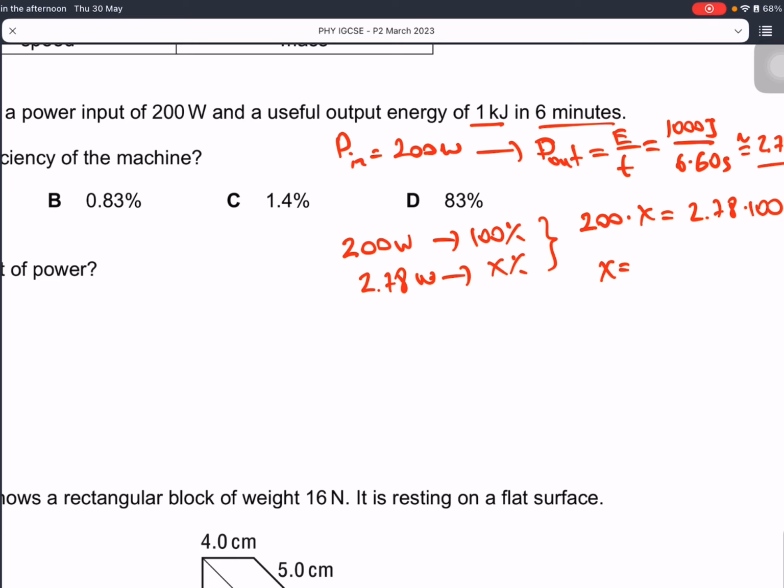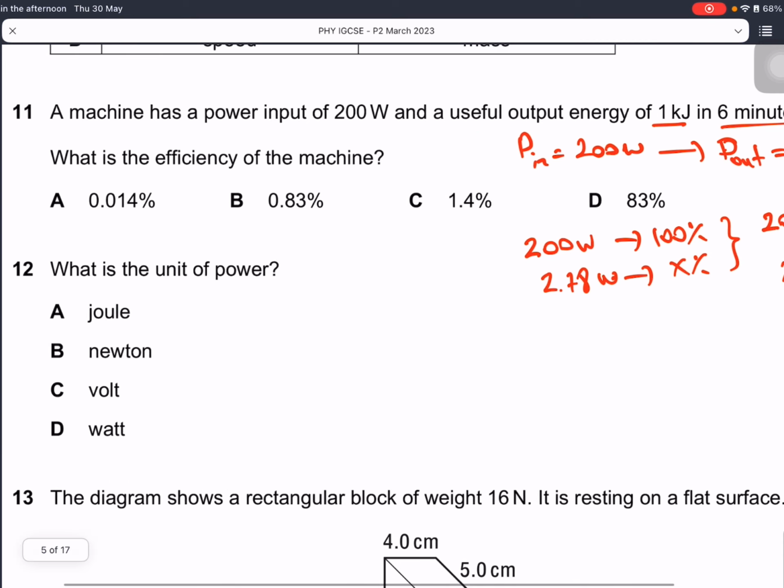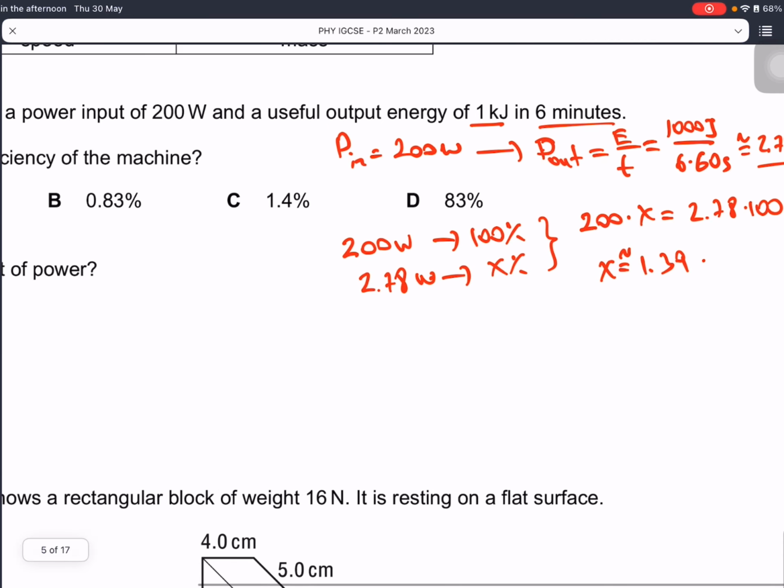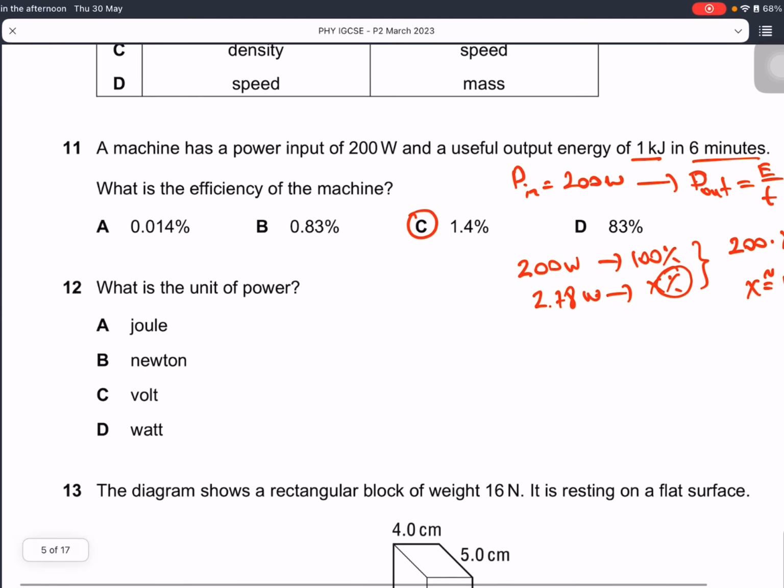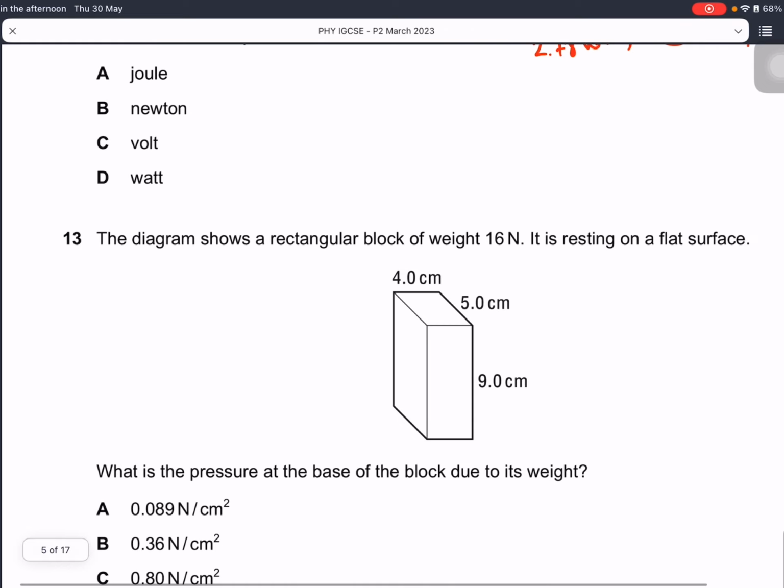2.78 times 100 divided by 200. So we'll have 1.39, very close to 1.4. So it's going to be 1.4 units percent. The unit is always percent here. So it's C. 11 is C, guys.